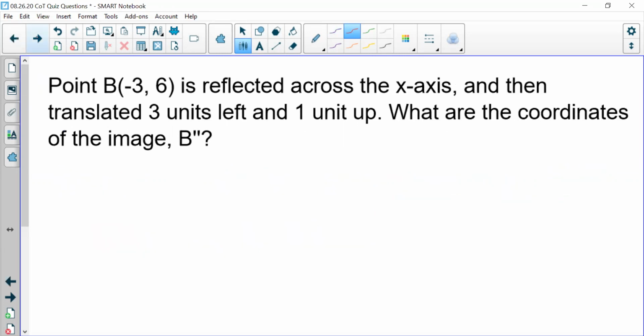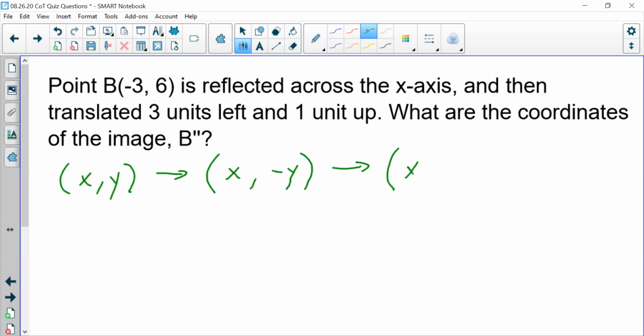For our second question, point B at (negative 3, 6) is reflected across the x-axis and then translated 3 units left and 1 unit up. Again, we're asking what are the coordinates of B double prime? So we're going to do the same thing. We're starting off at (x, y). The reflection across the x-axis means the x coordinate stays the same, but the y coordinate changes signs. Then we're translating 3 units left, so we subtract 3 from x. But 1 unit up means this negative y is going to have 1 added to it.